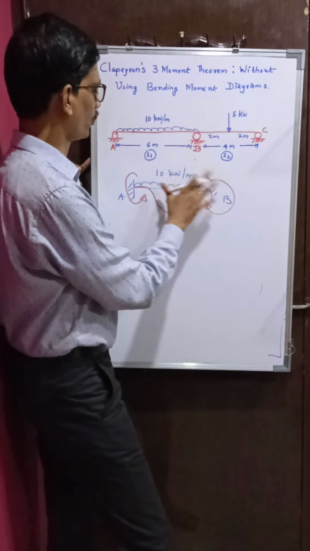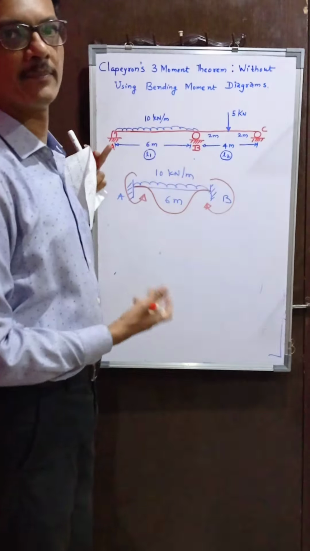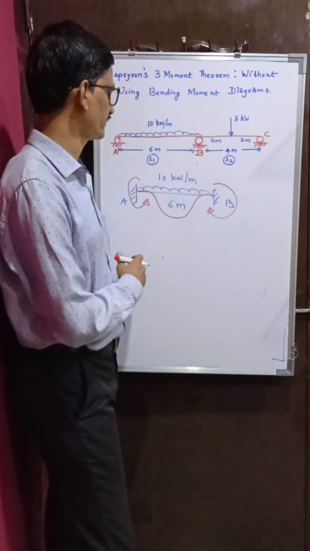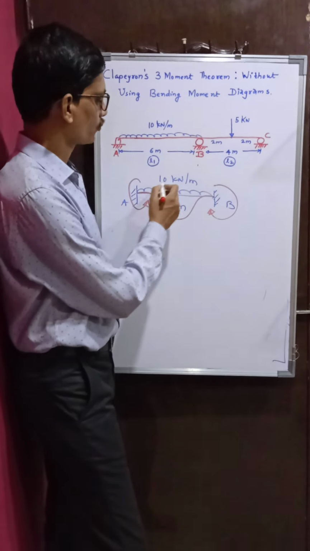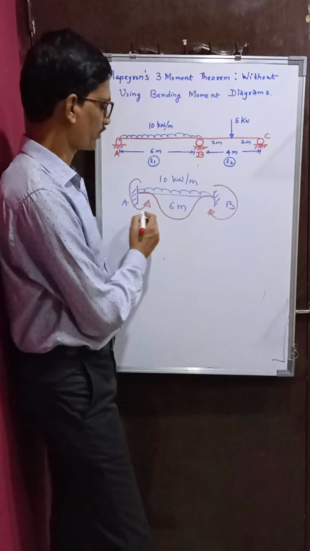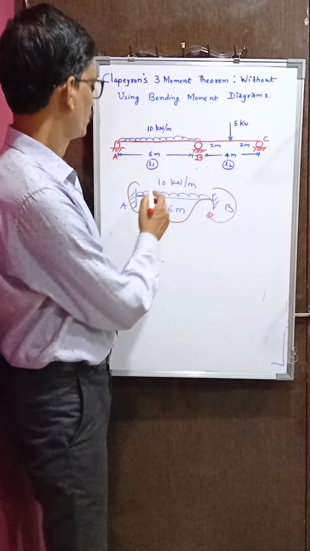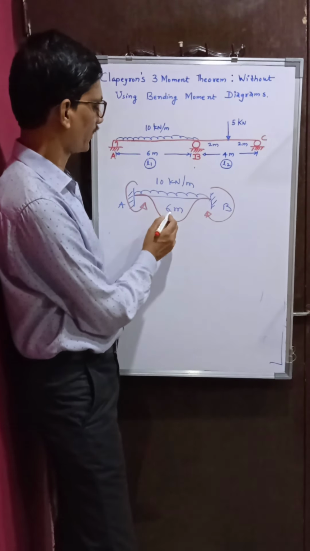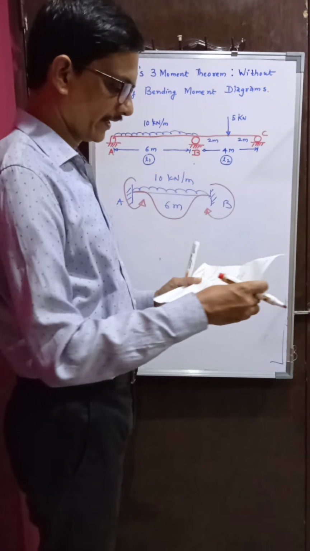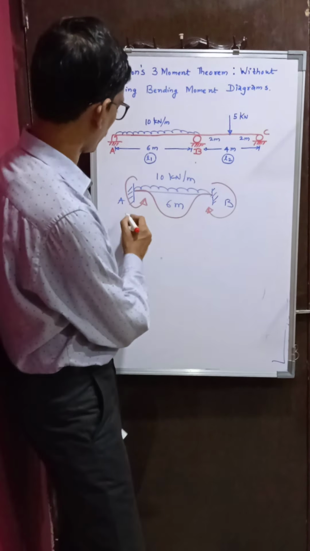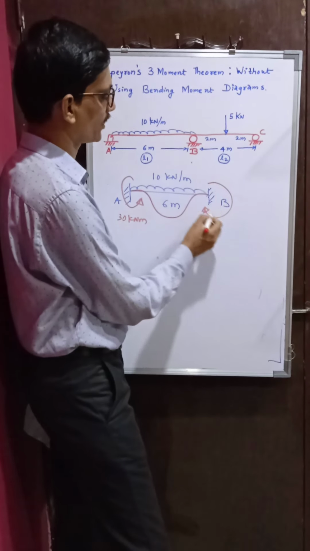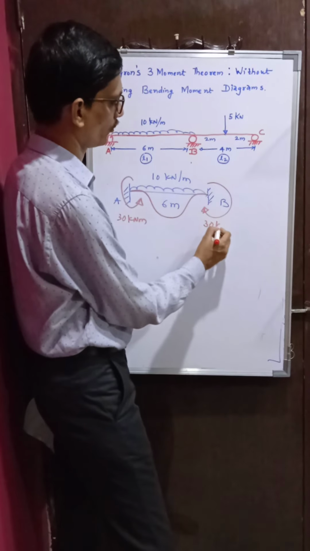Now here we know that it is again a standard case. Of course it can be derived, but that is not my scope of discussion here, so we will take it as a standard case directly as one of the inputs. So here we know that when a beam carries UDL, then the fixed end moment is WL square by 12. So it is 10 into 6 square by 12, which becomes 30 kilonewton meter. So anti-clockwise 30 kilonewton meter, and here it is plus WL square by 12, so it is again 30 kilonewton meter.